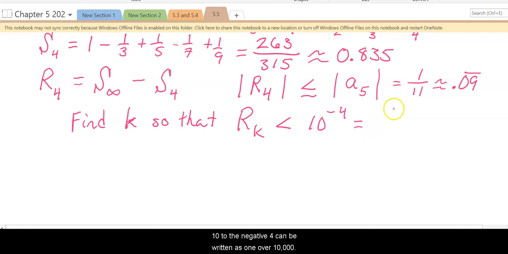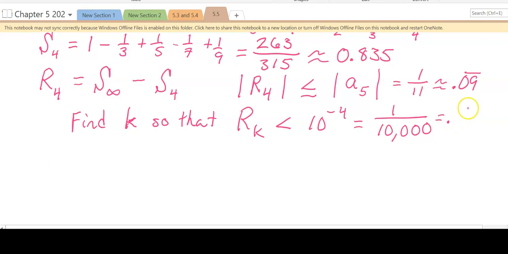10 to the negative 4 can be written as 1 over 10,000. In other words, I have an error that is very, very small. If you write it as a decimal, you'll need 1, 2, 3, 4 places. That gives you 0.0001. Is that correct? Tenths, hundredths, thousandths, ten-thousandths. Yes, that is that value.